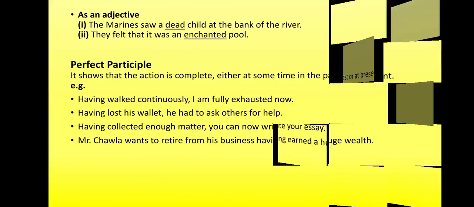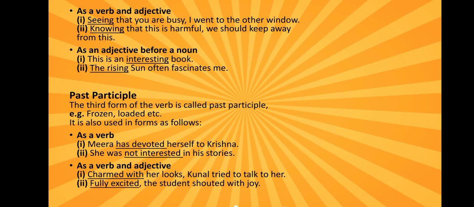Then, second, as a verb and an adjective. So here in these upcoming sentences: Seeing that you are busy, I went to the other window. Knowing that this is harmful, we should keep away from this. Here, seeing and knowing act as a verb as well as an adjective according to the sentence.